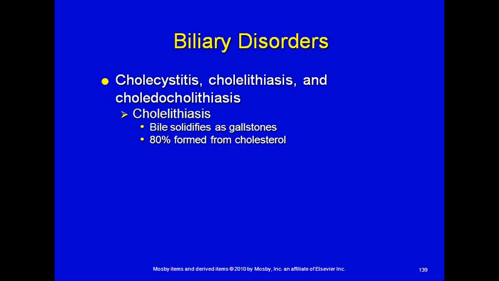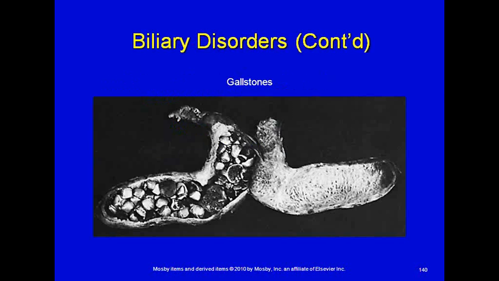So, cholelithiasis. Those are bile. That's where your bile solidifies as gallstones. 80% of those gallstones are formed from cholesterol, so people with higher cholesterol levels may have a tendency to develop these gallstones. And here's a picture of a gallbladder full of gallstones. You can see that they look like little kernels of corn. And again, they're caused by higher cholesterol counts.